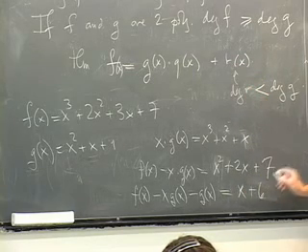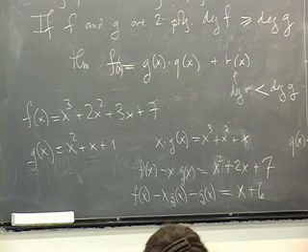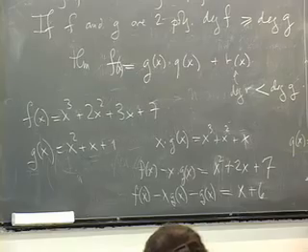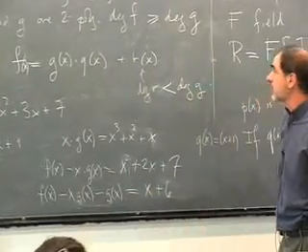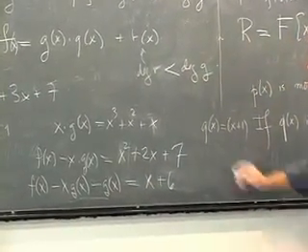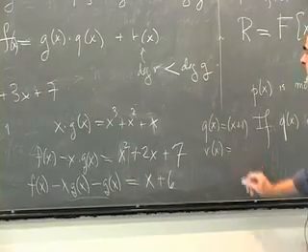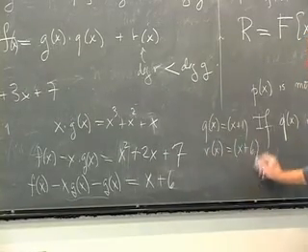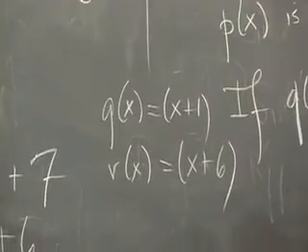Namely, q of x in this case would be x plus 1. That's the multiple of g of x that I have here. And r of x, which has degree less than g of x, would be x plus 6. And you just do the exact same thing for two general polynomials.